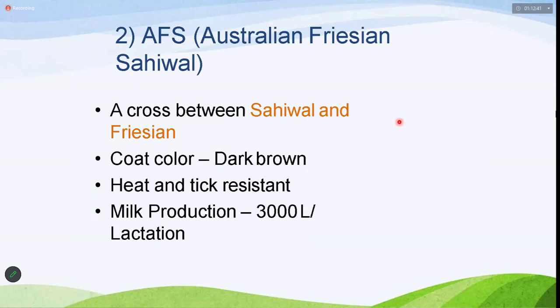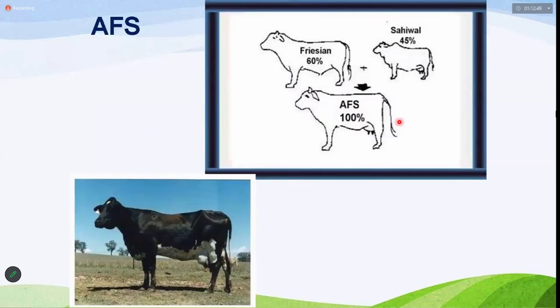AFS, Australian Friesian Shaiwal. Here you can see what has been crossed: Shaiwal and Friesian, with 60% from Friesian and 45% from the Shaiwal.